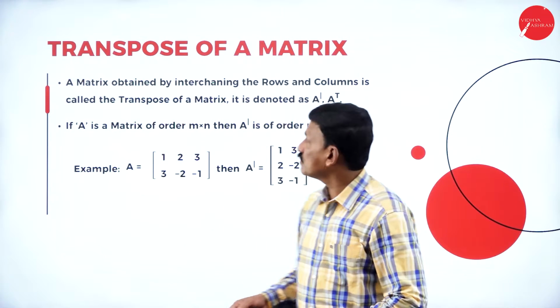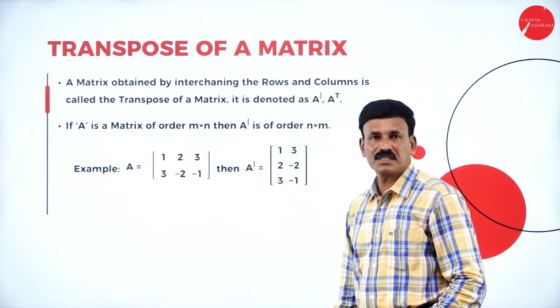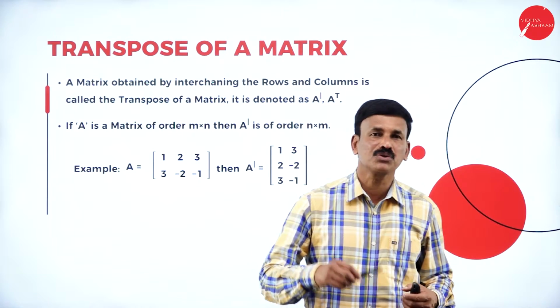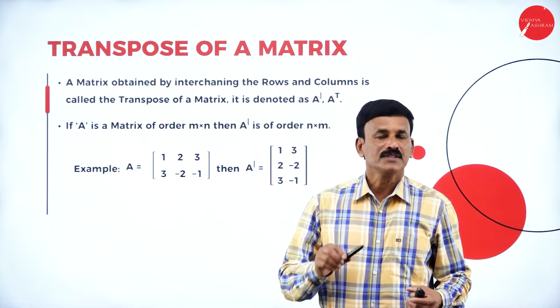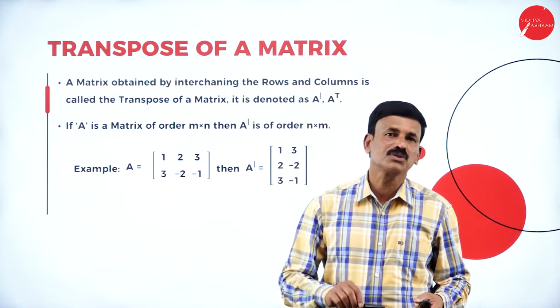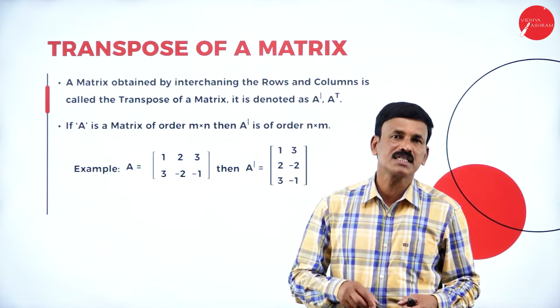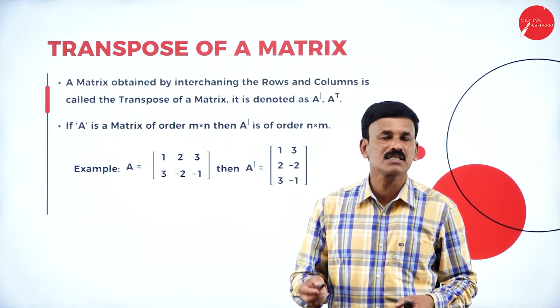Now, let us come to the first one, the transpose of a matrix. Now, what is a transpose? Transpose is nothing but interchanging the rows to columns and columns to rows. Changing rows to columns and columns to rows is called the transpose. And the transpose of a matrix is denoted as A dash or AT. AT is called a transpose.